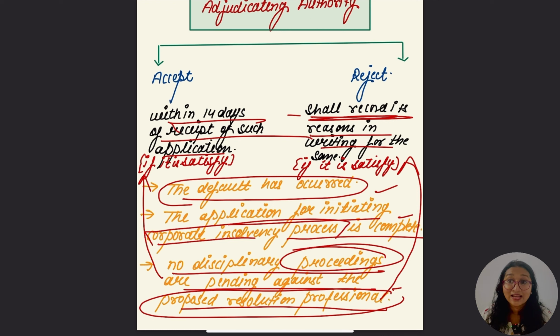Hope this point was clear. And in the proceeding, there is no pending proceeding against whom? The proposed resolution professionals. If there is no pending proceeding, in that case the AA is going to accept. Otherwise, it's going to reject. Hope this point was clear.